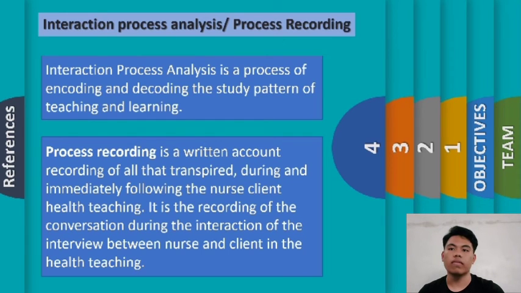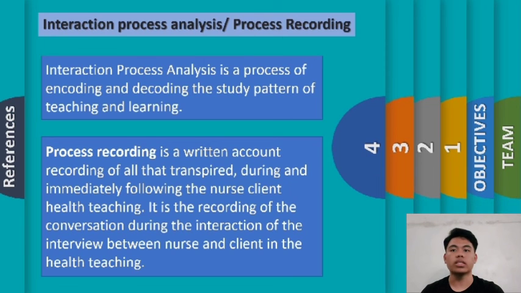This is the recording of the conversation during the interaction or the interview between the nurse and client in the health teaching. The purpose of process recording is to critically analyze communication and its effect on the behavior of the individual. This is to gain the client's confidence and cooperation, as well as establish rapport with the client. It is also to study the patient's psychological, social, and emotional behavior, as well as to help increase the ability to identify problems and develop skills in solving them.